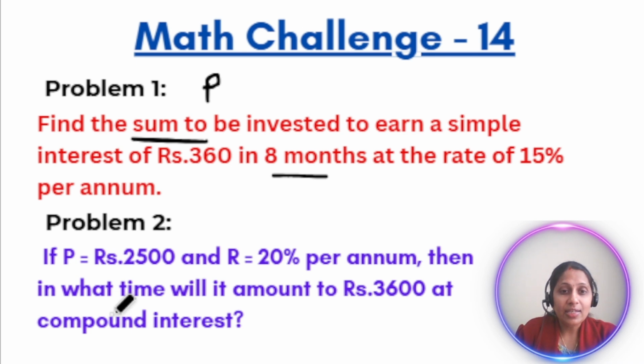Okay. The next one, if P is rupees 2,500 and R is 20% per annum, then in what time will it amount to rupees 3,600 at compound interest? So this is also very simple. The only thing is you have to find the time here.